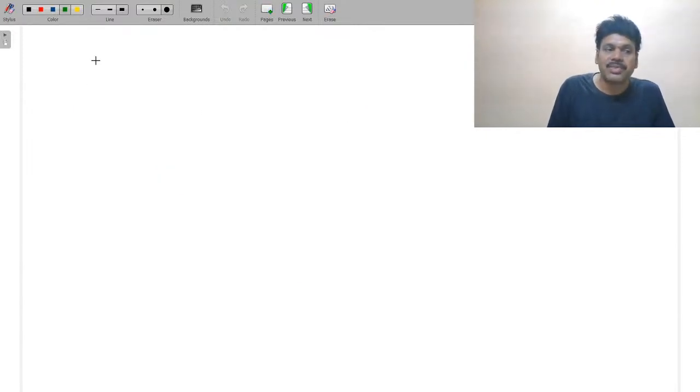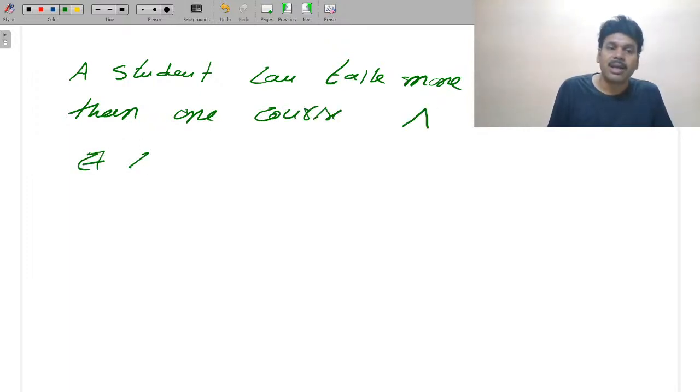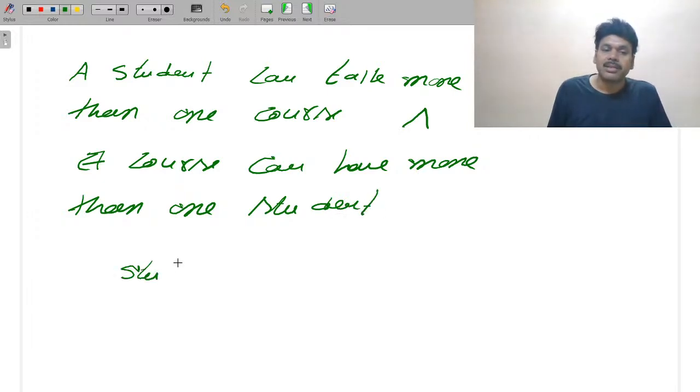The real-time situation of this is nothing but a student can take multiple courses. A student can take more than one course. And the reverse is also true. What is that? A course can have more than one student. More than one student. Therefore, what happened? Student side is M and course side is also M. Therefore, it is an M is to M relationship.